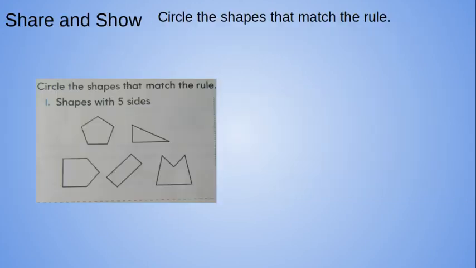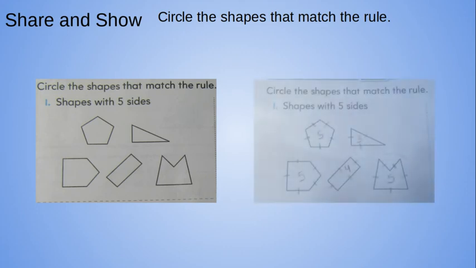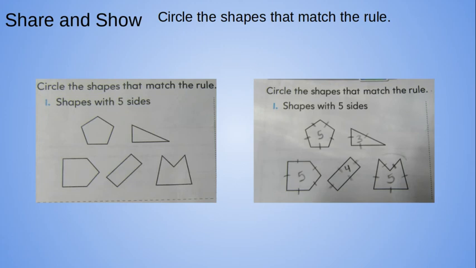Let's take a look at the share and show section. The directions say to circle the shapes that match the rule. Shapes with 5 sides. Just like I showed you in the last section, go ahead and use the little dash marks to label each of the sides and then write how many sides that shape has inside of it. So that when you're done, it should look just like this. Now I know how many sides there are, and any shape with 5 sides, I can put a circle on.